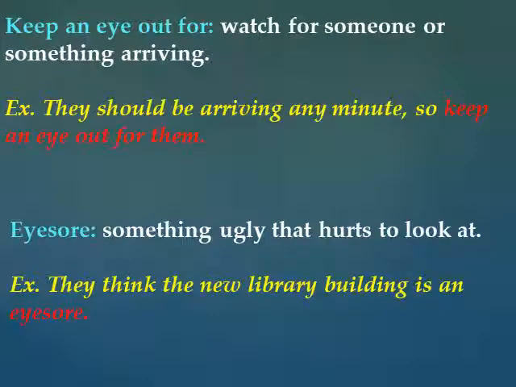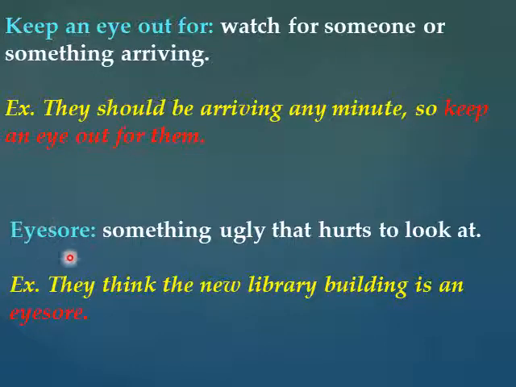Okay, here we have another expression, keep an eye out for. When you keep an eye out for, this has a different meaning from the other expressions. It means to watch for someone or something arriving. So maybe I'm expecting something to come in the mail, like a package, or a person to come soon. So I am trying to keep an eye out for them, for that person or for that thing. They should be arriving any minute, so keep an eye out for them. This means watch because they are coming soon, or expect that they are coming.